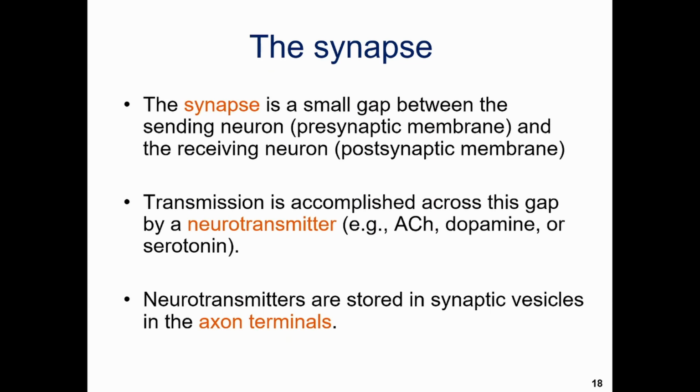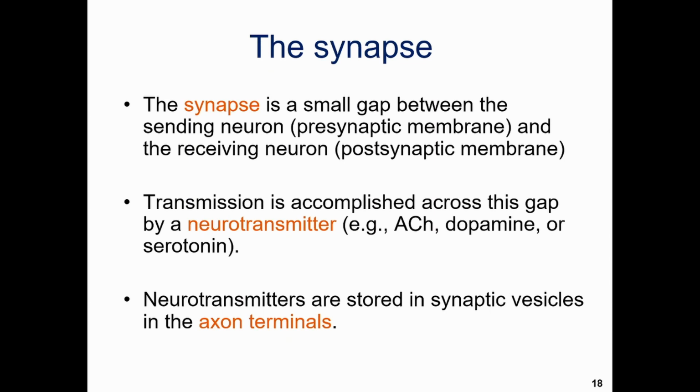The synapse is where we communicate from one neuron to the next. The synapse is a gap. So these neurons that are talking to each other don't actually touch each other. There's a small space between them. So the gap that we have between the two we call the synapse. The presynaptic membrane belongs to the neuron that's sending the signal, and the postsynaptic membrane on the other side of the synapse belongs to the receiving neuron.